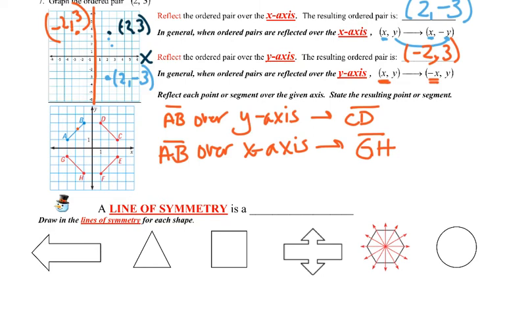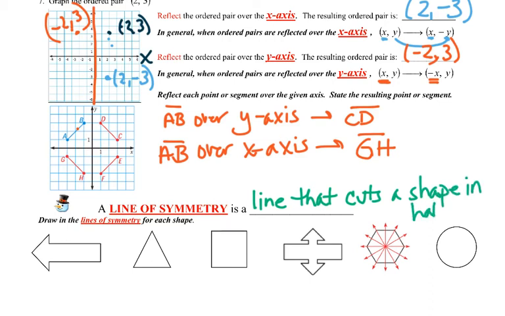The last thing is a line of symmetry. A line of symmetry is a line that cuts a shape in half. Or we would say if you fold a shape over that line, it's the same on both sides. And we're just going to draw in our lines of symmetry. So like here, this arrow, do you agree that that line would cut the arrow in half? What about the triangle?